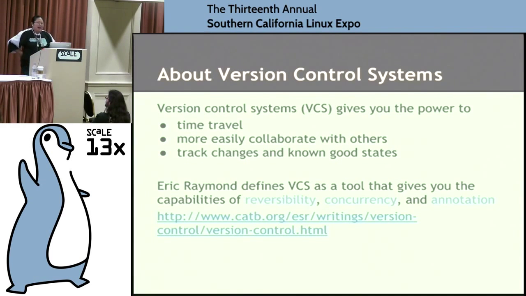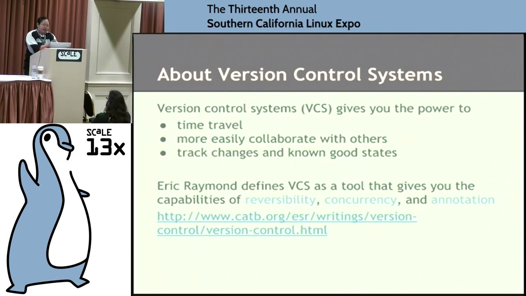So Eric Raymond gives this definition of version control systems as a tool that gives you the capabilities of reversibility, concurrency, and annotation. And if you're asking what that means, so did I. So when I explain version control to people and I try to convince them that it's a good thing to do, I tell them first off that it gives them the power of time travel. So if you've ever done something that you kind of regretted and you wish that you could go back in time and get a do-over, version control systems will give you that power with your files.